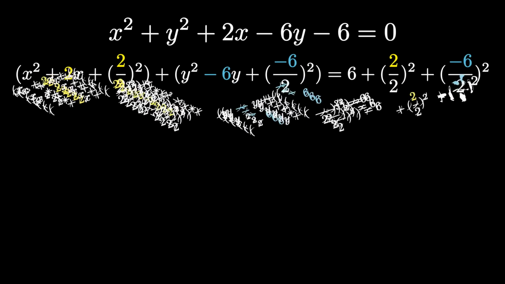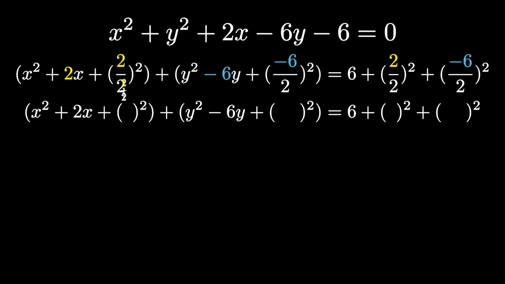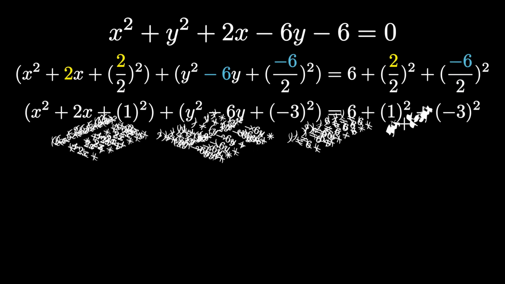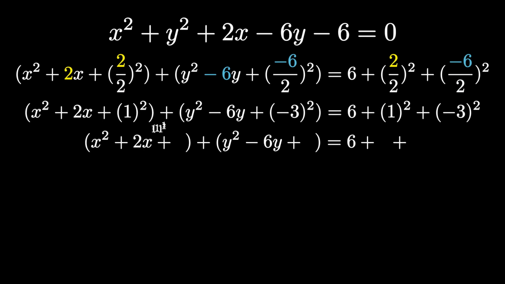Then when we simplify what's inside the blanks, 2 divided by 2 is 1, and -6 divided by 2 is -3. The last thing we want to do is square it. So 1 squared becomes 1, and -3 squared becomes 9. And it'll leave us with x squared plus 2x plus 1 plus y squared minus 6y plus 9 equal to 6 plus 1 plus 9.